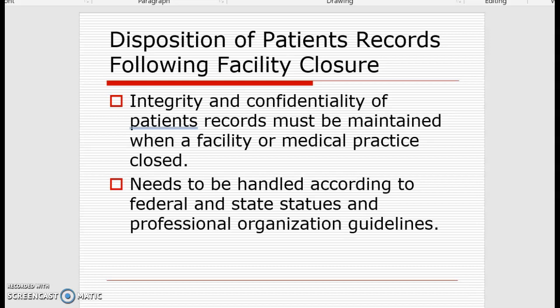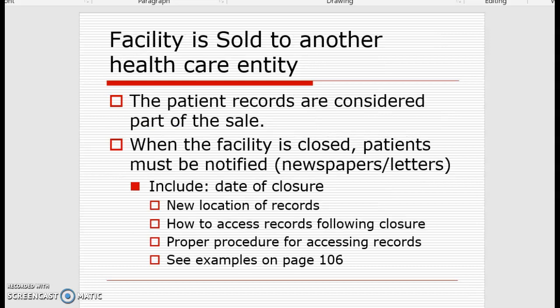So what happens when a facility closes? The integrity and the confidentiality of these records must be maintained when a facility or practice is closed. Guidelines must be followed. The patient records are considered part of the sale. If the facility is closed, the patient has to be notified, whether you send them a letter, put a notice in a newspaper, or maybe send an email. It has to include the date that the facility is closing, the new location, and how to access the records following closure. There are other examples of proper procedure on page 106.